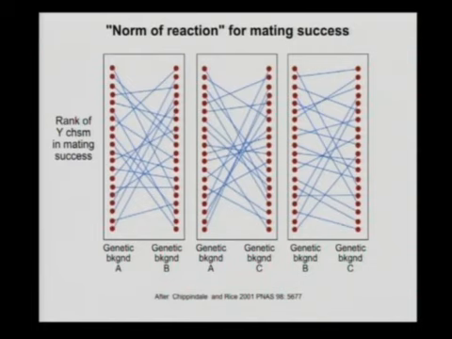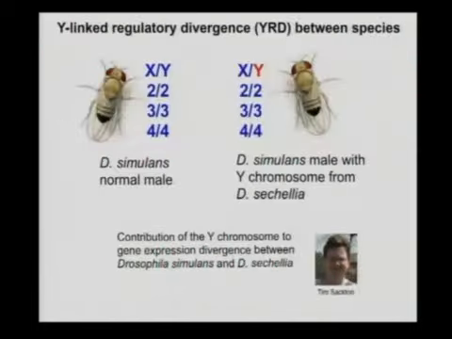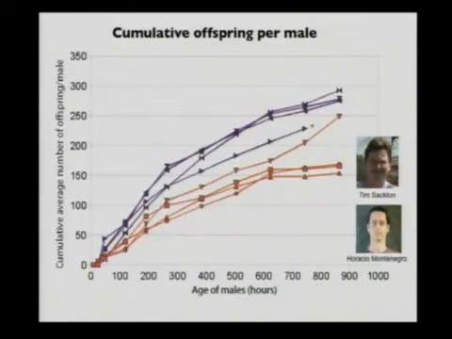We wanted to see whether this effect extended to closely related species. These are now experiments of Tim Sackton, in which he created flies that had the entire genetic background of Drosophila simulans, and either had the Y chromosome of simulans or the Y chromosome of Drosophila seychellia, a very closely related species. And then he did studies of gene expression in these lines, and he did studies of male fertility.